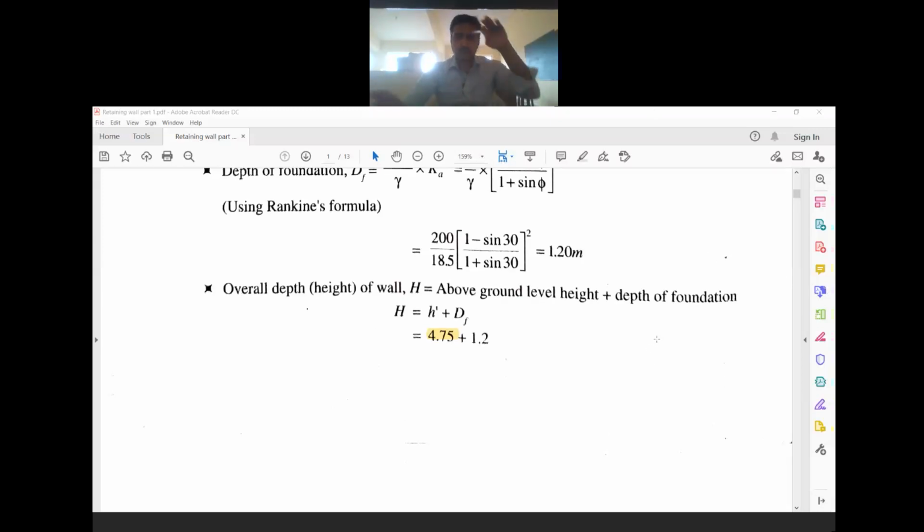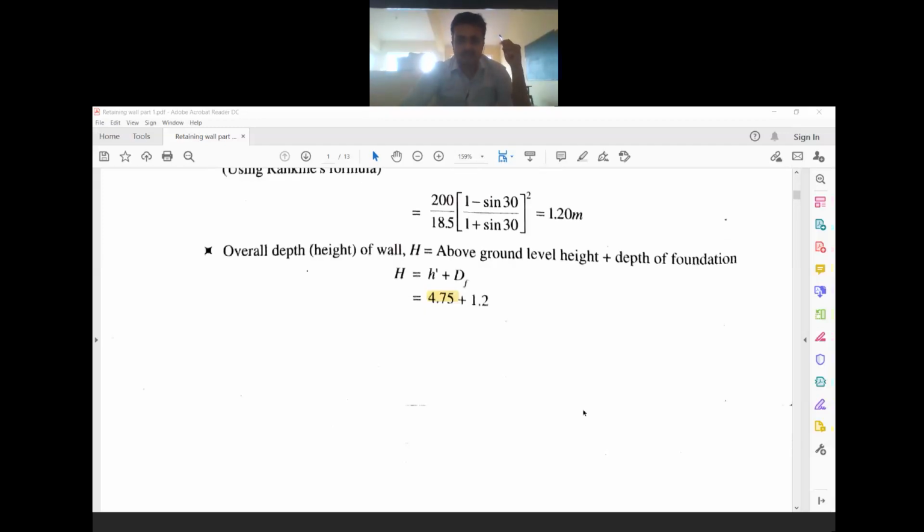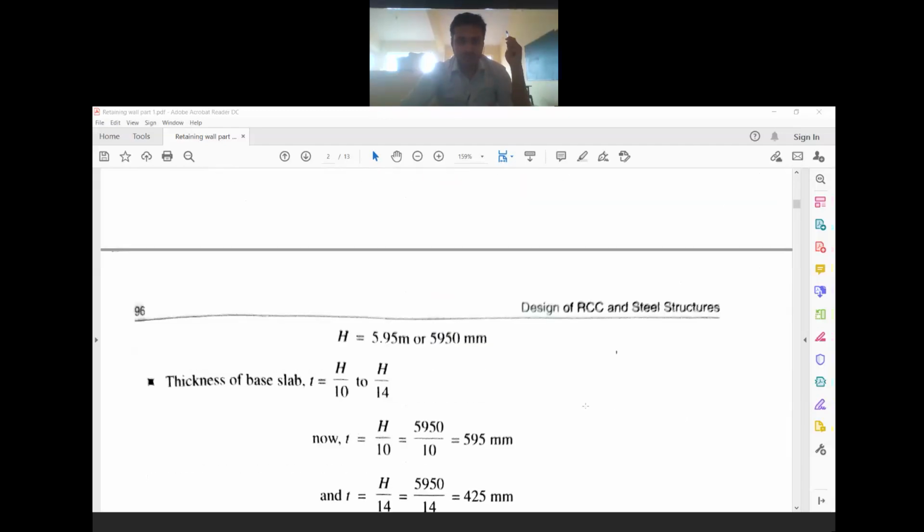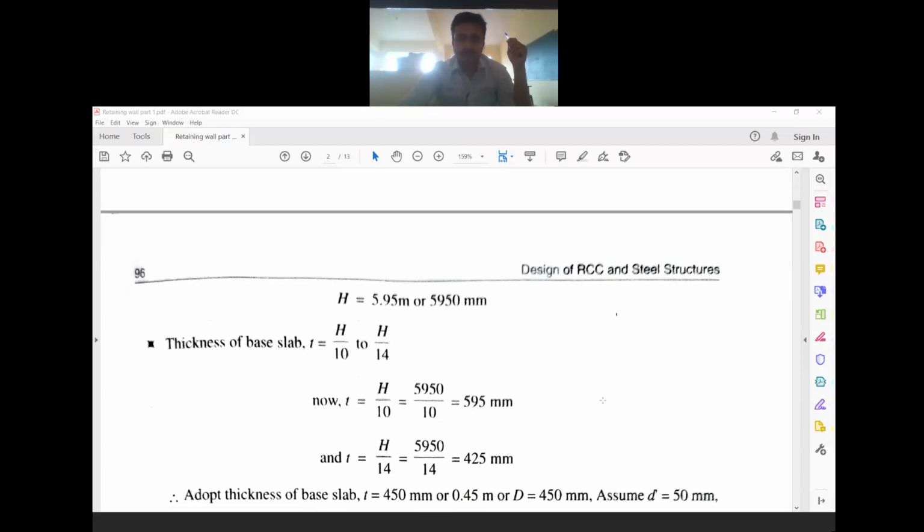So from the bottom of the retaining wall to the top, the total height, capital H. How much is it? 4.75 plus 1.2, so 5.95 meter or 5950 mm. This is the overall height of the retaining wall. Okay, understood? Any doubt until this? Shall we move on to the next step?